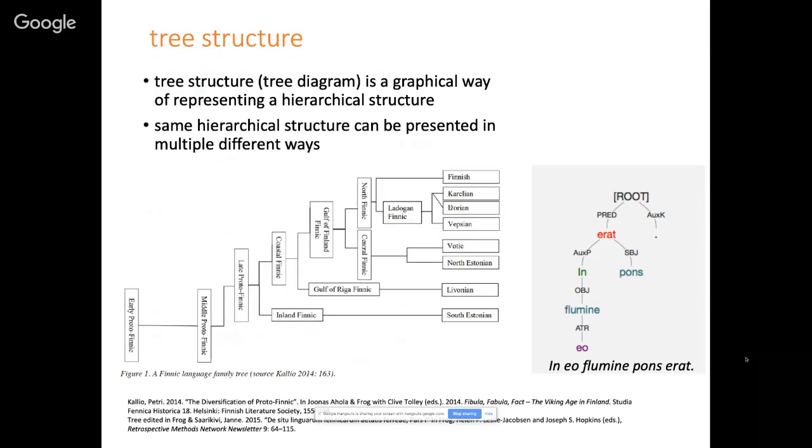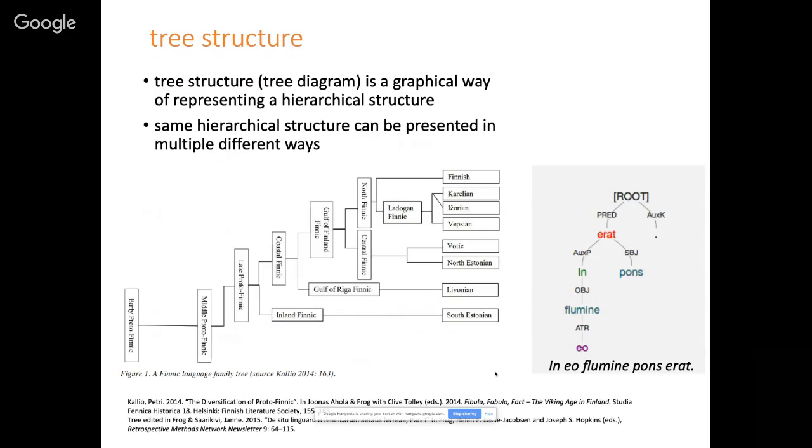So I will start with just mentioning an obvious fact that the tree structure, the tree diagram, is just a graphical way of representing some hierarchical structure. So it can be any hierarchical structure, and we can present it in multiple different ways as a tree. So that's why we are talking about tree banking. That's the main theme. I just took one example here for a language family tree. So for your education, some information about the Finnic language family is visible there.